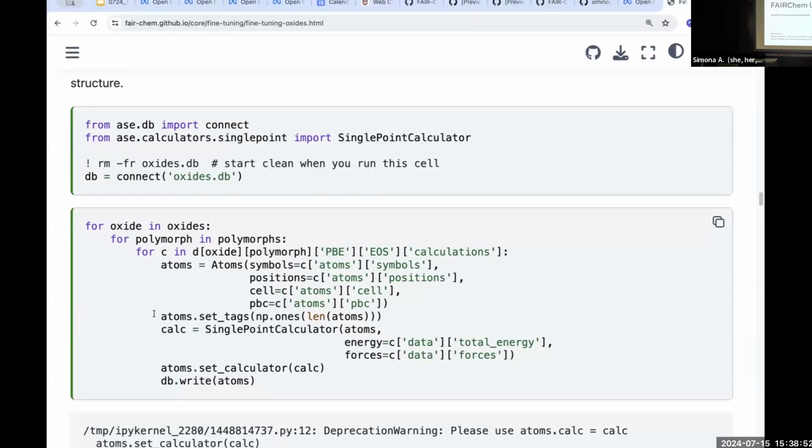A couple, okay. ASE is the atomic simulation environment. It's basically just a Python package where people agreed on what it means to be a molecular structure, and what is a way of connecting with different electronic structure calculations?